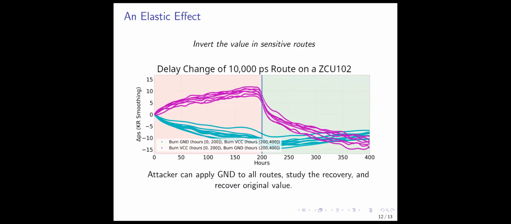If the route previously held a 0 value and the attacker instantiates a 0 value into that route, then the timing behavior is going to remain the same. If that route previously held a VCC, high voltage value, and then the attacker instantiates a 0 value into it, they're going to see what this magenta plot shows, an immediate return to nominal timing behavior of the route.